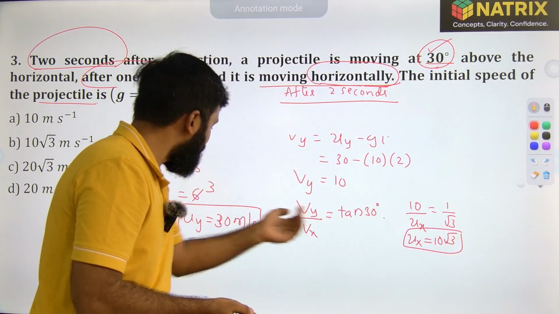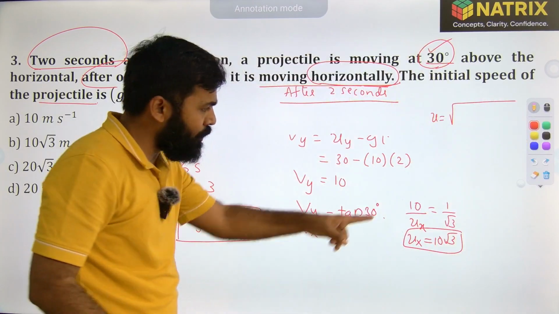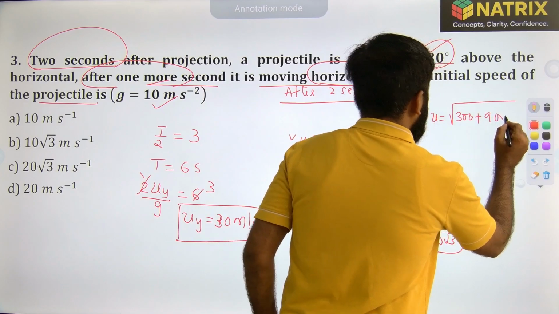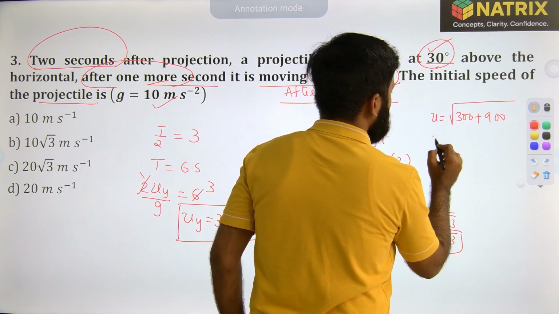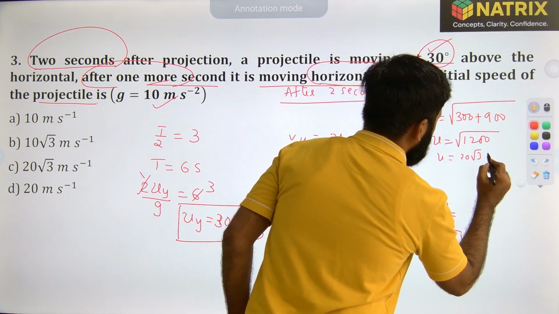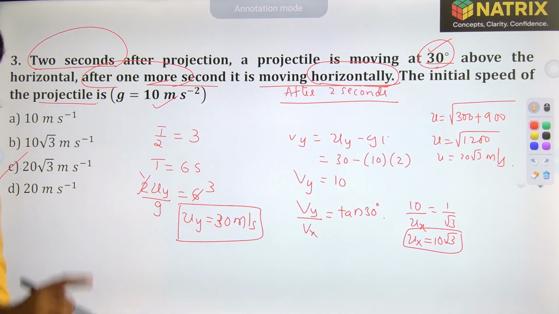I got Ux and I got Uy. I can calculate the value of the speed. What is my speed? Root of Ux square plus Uy square. Square this you get 300, square this you get 900, which is nothing but 1200, which is 20 root 3 meter per second. And your answer is 20 root 3 meter per second.